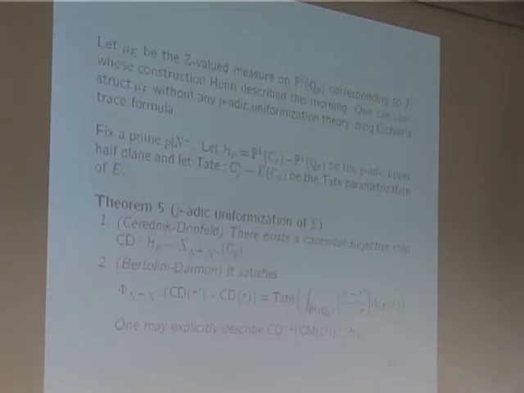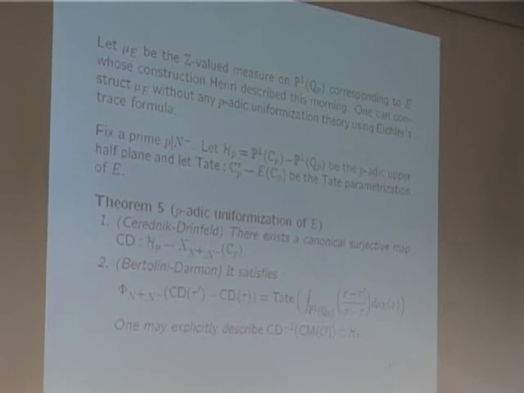All right. Let me let μ_E be the Z-valued measure on P1(Qp) corresponding to E, whose construction Henri described this morning using the p-adic boundary measures and the Cherednik-Drinfeld uniformization. But one can also construct this measure μ_E without any p-adic uniformization theory using Eichler's trace formula. But of course, the p-adic uniformization theory will be essential for all our computations.